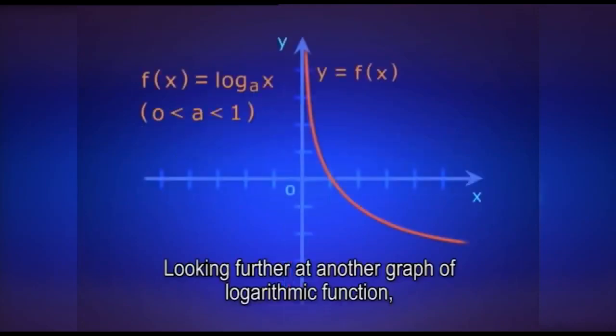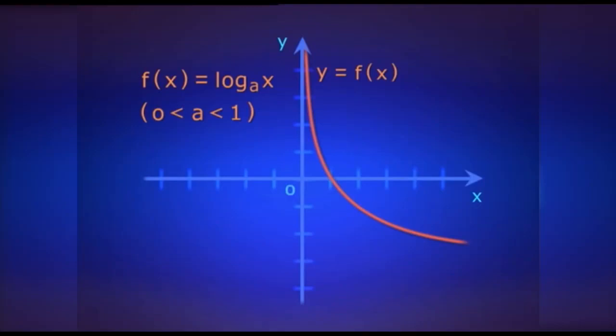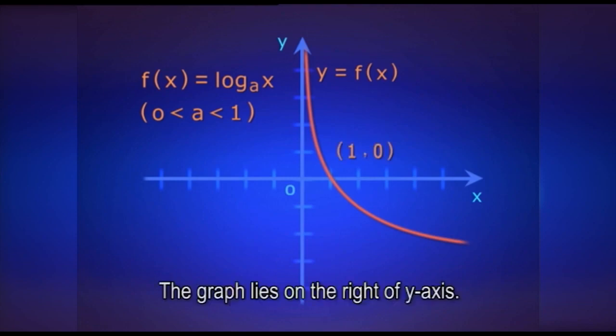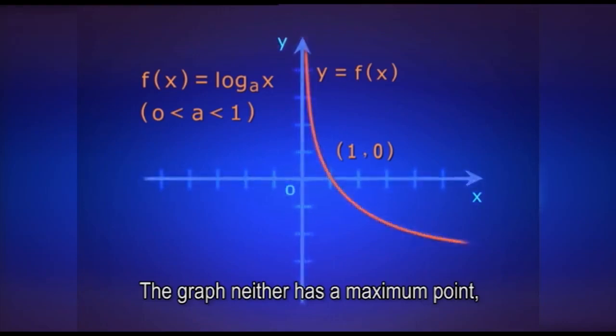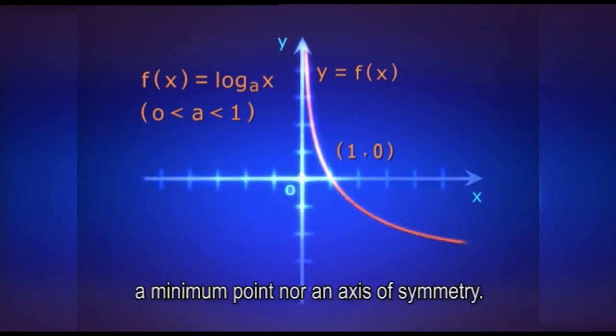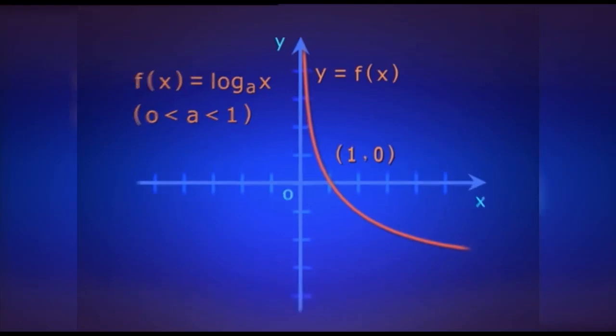Looking further at another graph of a logarithmic function, where a is greater than 0 but less than 1. The graph cuts the y-axis at the point (1, 0). The graph lies on the right of the y-axis. The graph neither has a maximum point, a minimum point, nor an axis of symmetry.